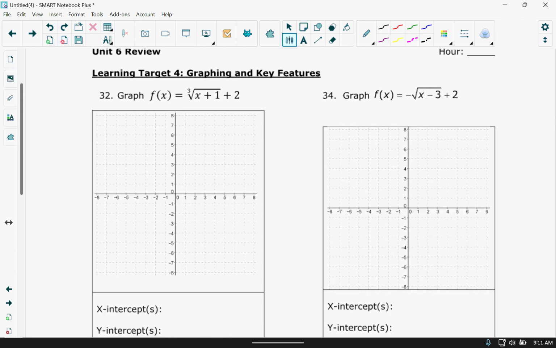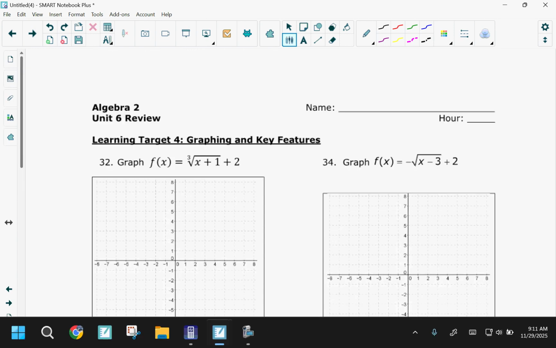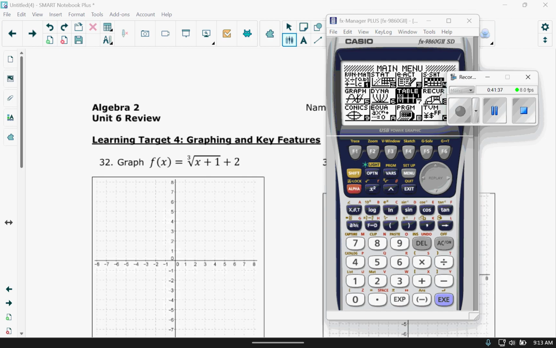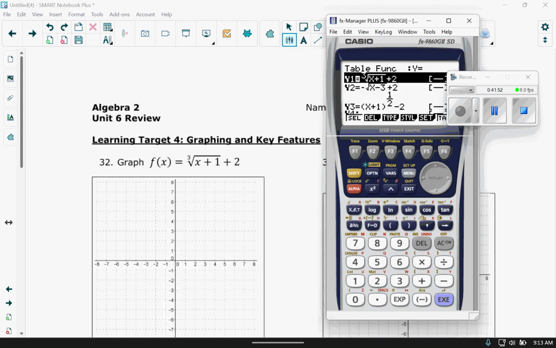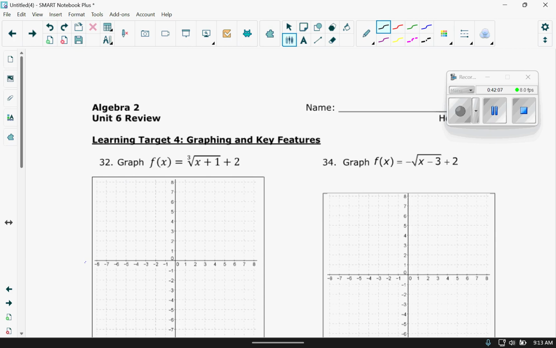Okay, now we're going to get into key features of graphs. So for graphing, we're actually just going to put it into the table, and I paused the video because I typed in all 3 graphs into the table. Now before you go into that table, you want to check your settings and make sure it's set from -10 to 10. And the first one is going to be the cube root of x plus 1, plus 2. Now I don't graph decimals, I only graph the wholes, so -9, let's get a fatter marker.